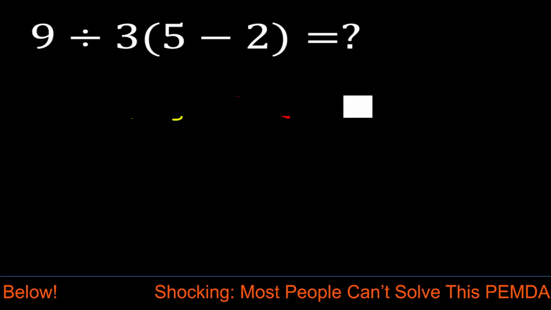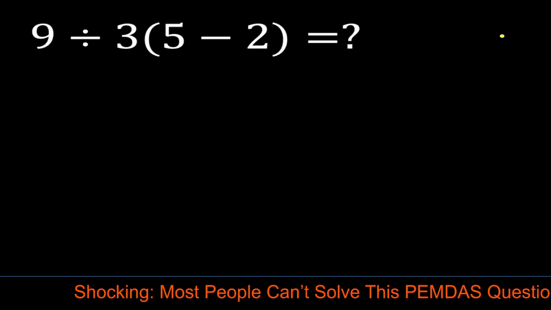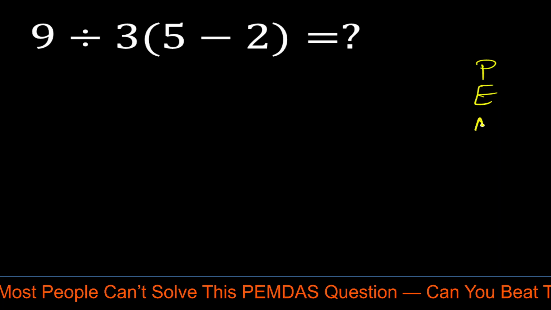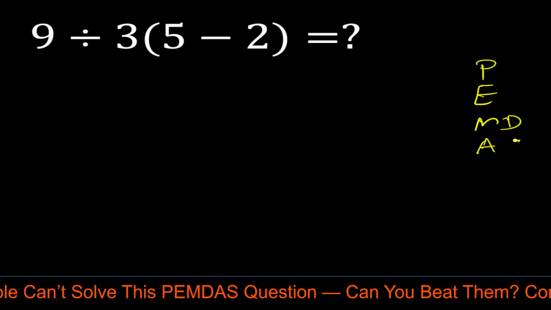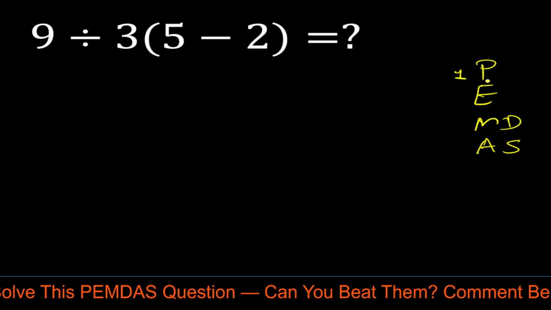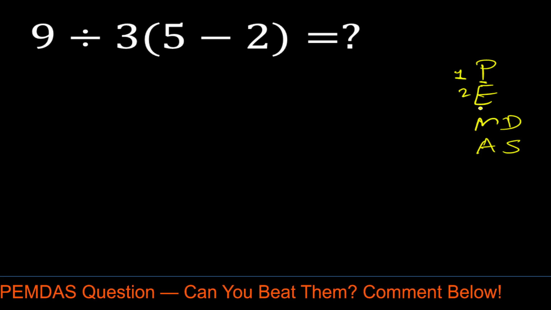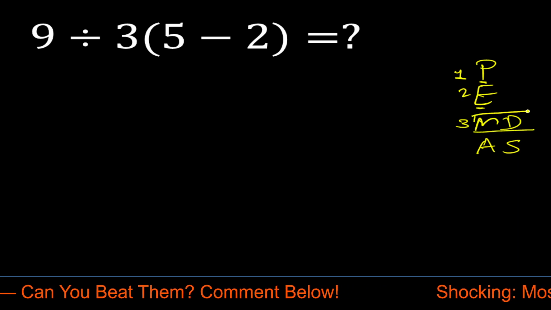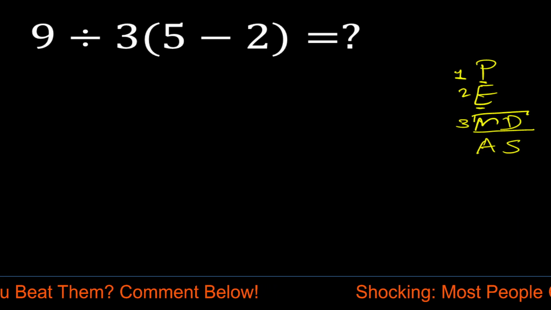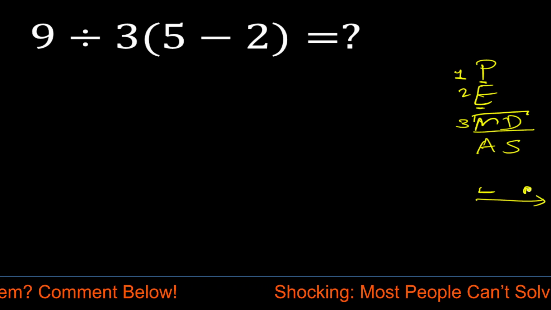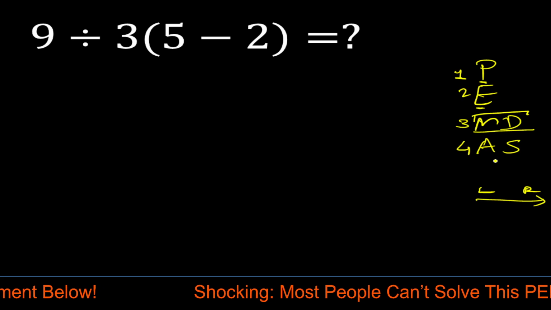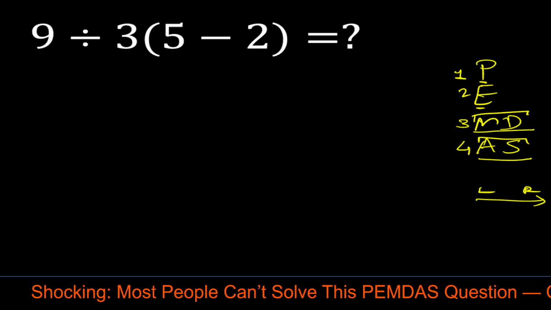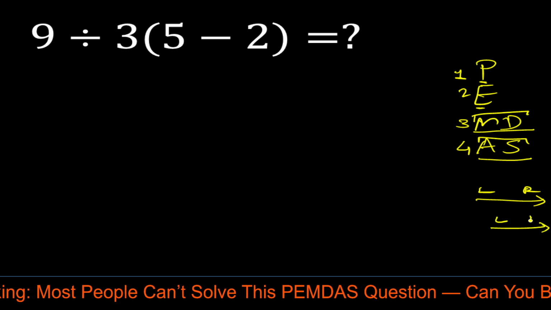So now let's solve this problem correctly by using the PEMDAS rule, right? So PEMDAS, P E M D A S. According to the PEMDAS rule, first priority is parentheses, then second priority is exponents, then third priority is multiplication and division. Here multiplication and division both have equal priority, so we have to solve it from left to right. And the fourth and last priority is addition and subtraction. Also addition and subtraction both have equal priority, so we have to solve it from left to right.